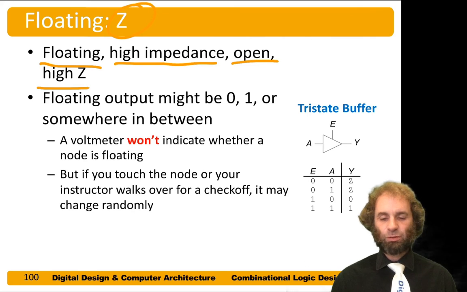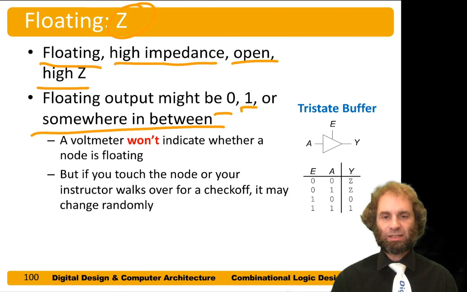So an output that's floating might happen to be floating at a low voltage. It might happen to be floating at a high voltage. It might be floating somewhere in the forbidden zone in between, and it might be floating so that it's changing. It may change 60 times a second as you're getting radiation from the fluorescent lights, or it may change if you touch it. Trouble with floating is a voltmeter won't indicate that the node is floating.